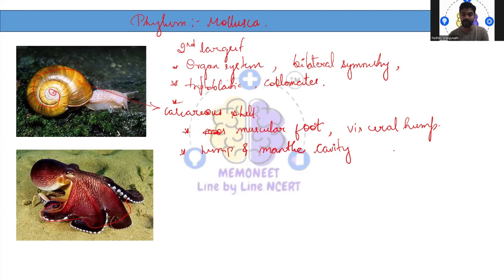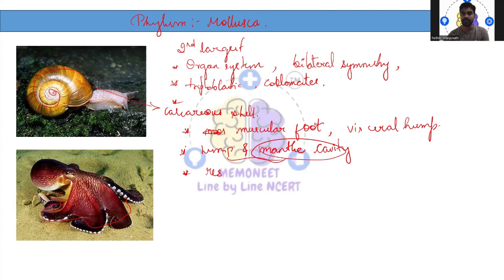This hump and mantle cavity: there is a space between the mantle, right? This space is actually called the mantle cavity. Okay, this is another point. Then coming to the respiratory system, you will be seeing the respiration here, and the excretory system will also be seen here.